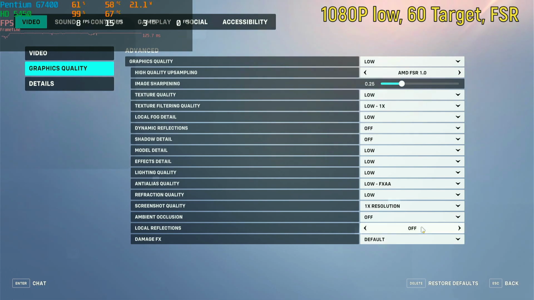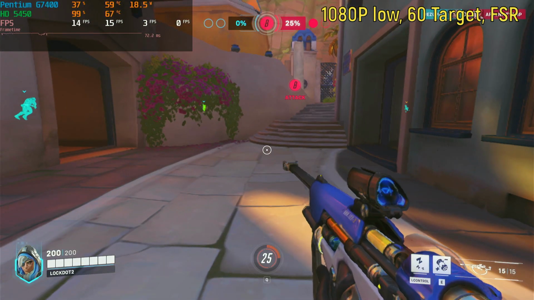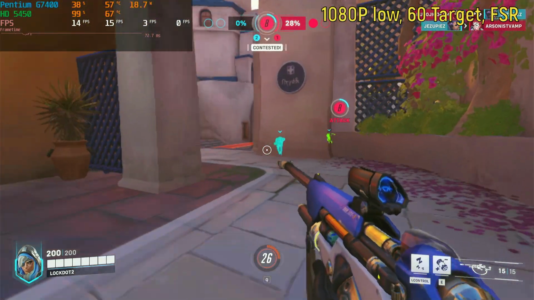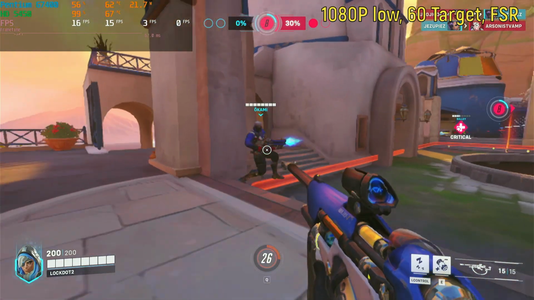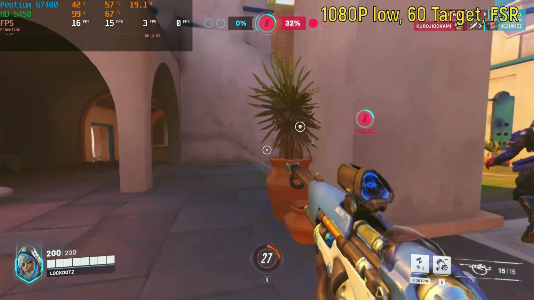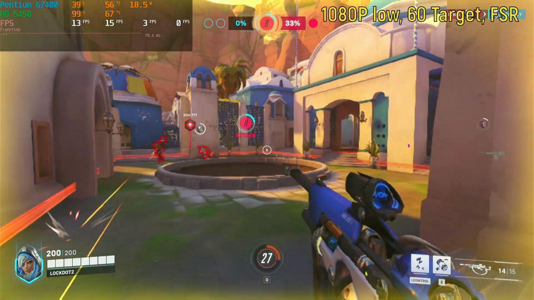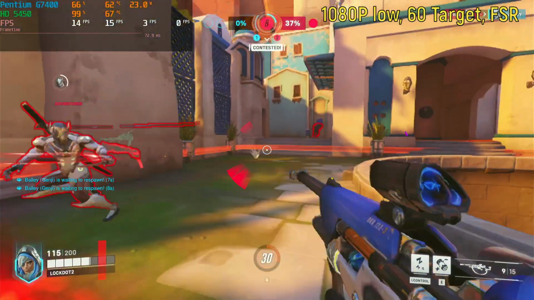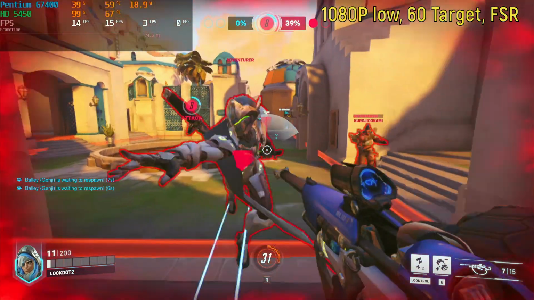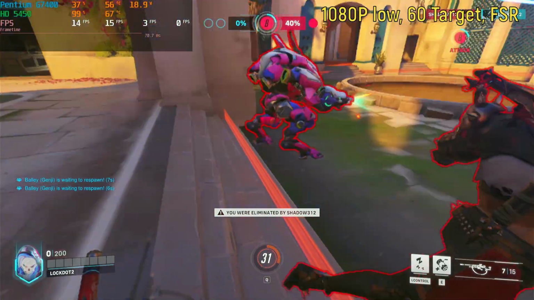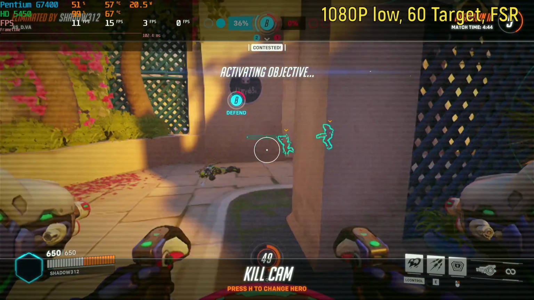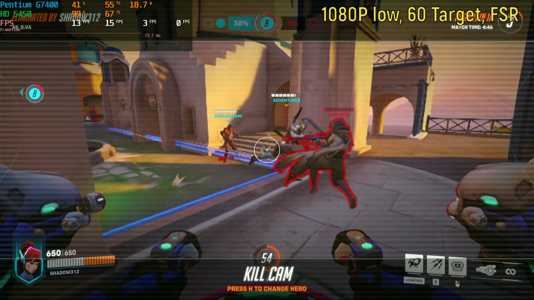Then I tried FSR 1.0, and by doing that, we also lost more frames per second, which is kind of weird because that should, in theory, make the game run better. But it didn't. It made it run significantly worse. Instead of getting 25 frames per second, we were getting about roughly 14. Now, I should mention, we still did have that 60 frames per second target in place.